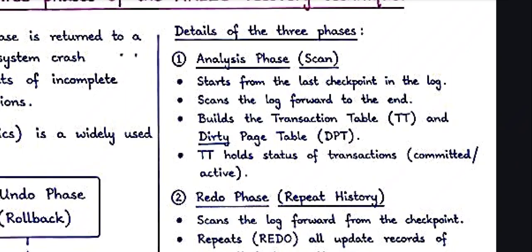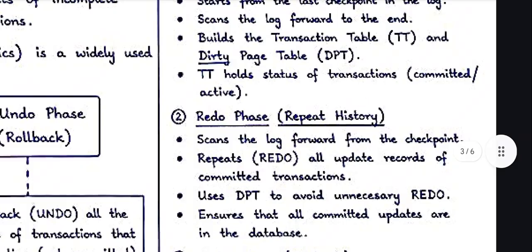Redo phase, repeat history: scans the log forward from the checkpoint. Redoes all update records of committed transactions. Uses the dirty page table to avoid unnecessary redo. Ensures that all committed updates are in the database.